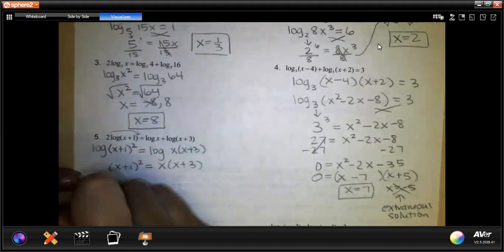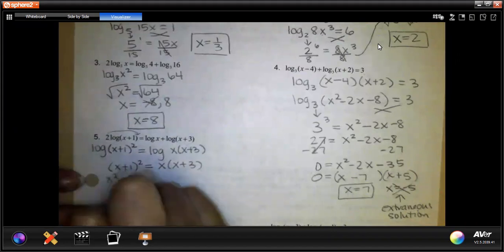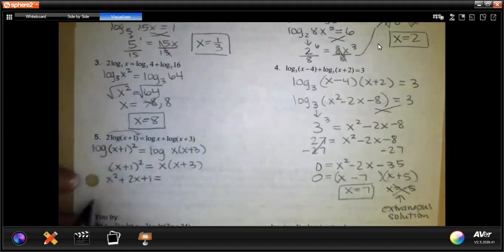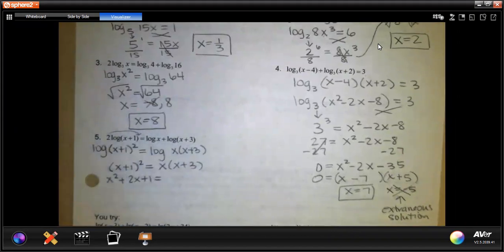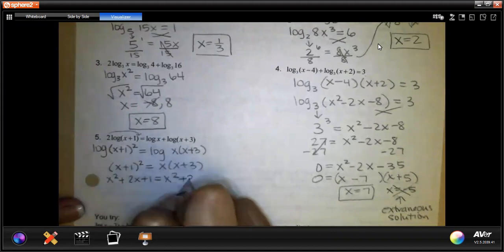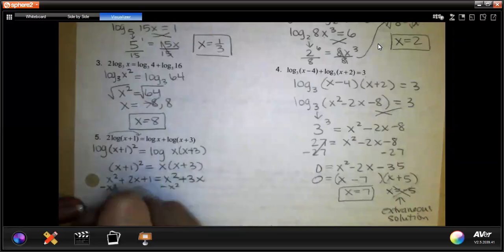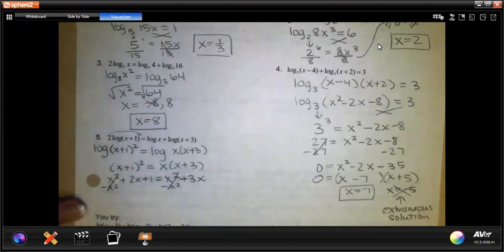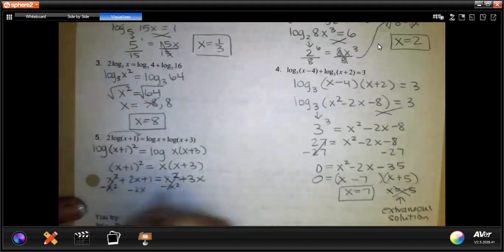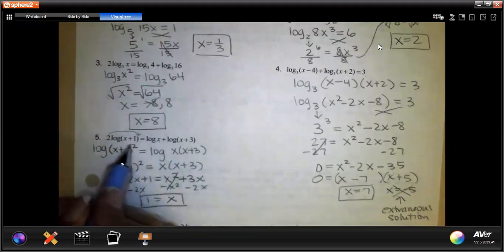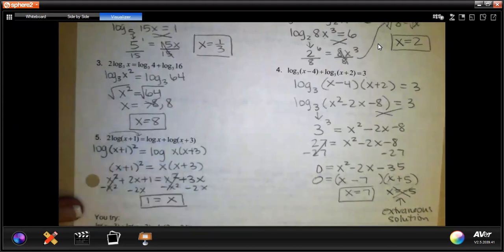I'm going to simplify, so I get x squared plus 2x plus 1 when we FOIL this. You have to use the box or FOIL because that's x plus 1 times x plus 1. On this side, we get x squared plus 3x. When I subtract the x squared, it cancels from both sides. Now I'm going to subtract the 2x to get it to the other side. I get 1 is equal to x. So that is my solution. When I plug it in here, it does not make any of them undefined, so that works.